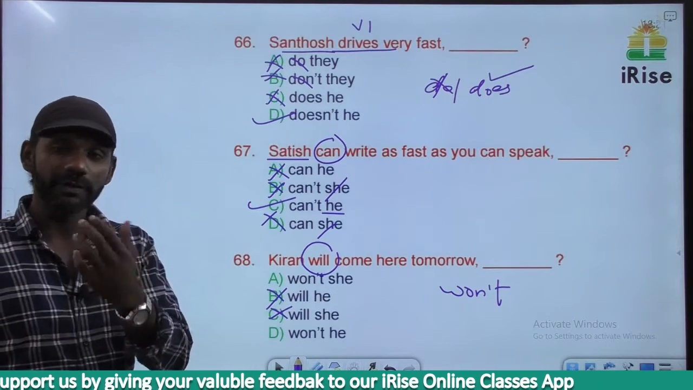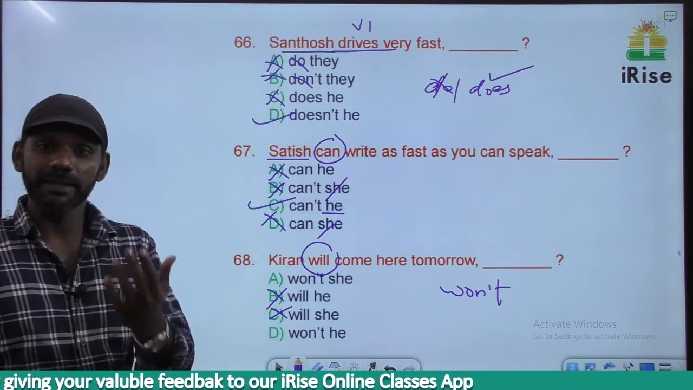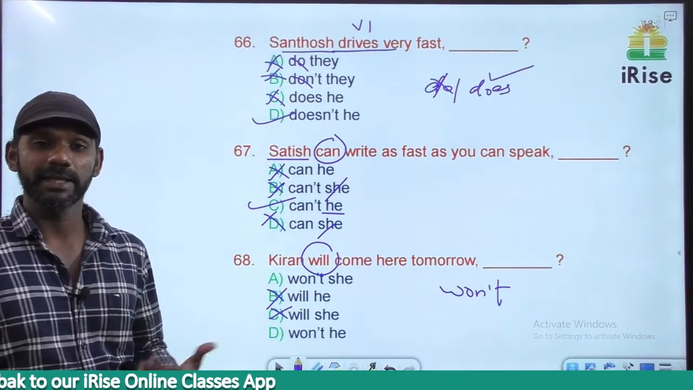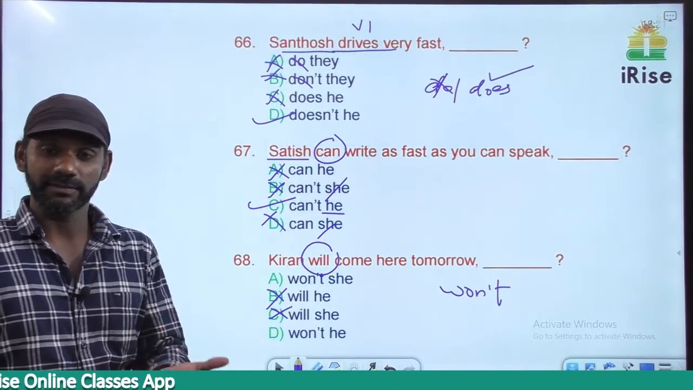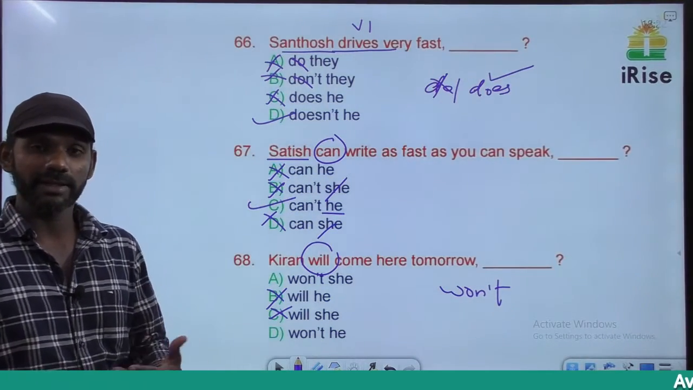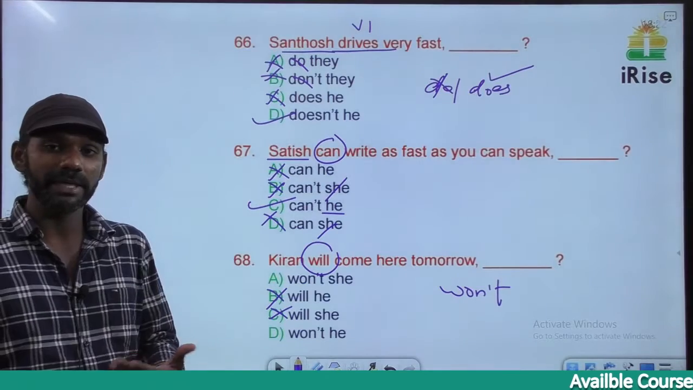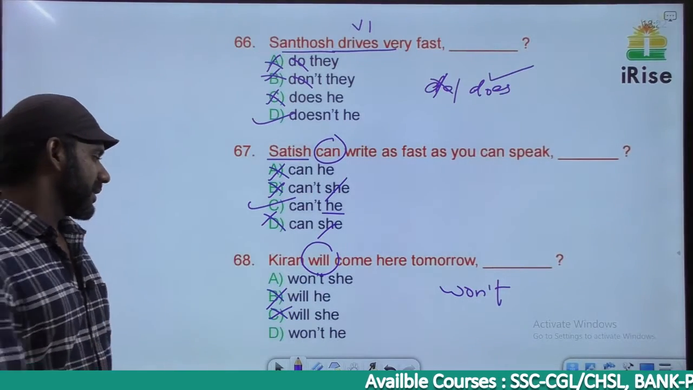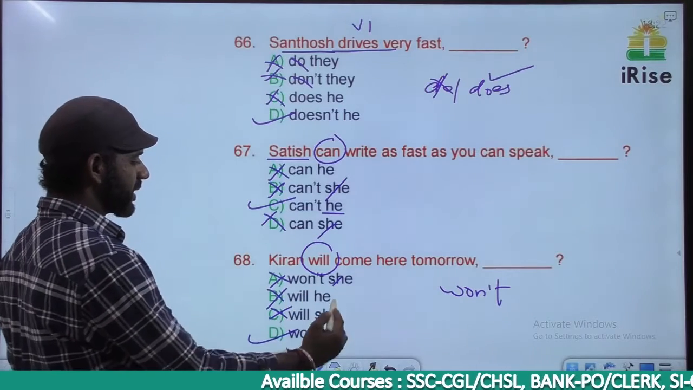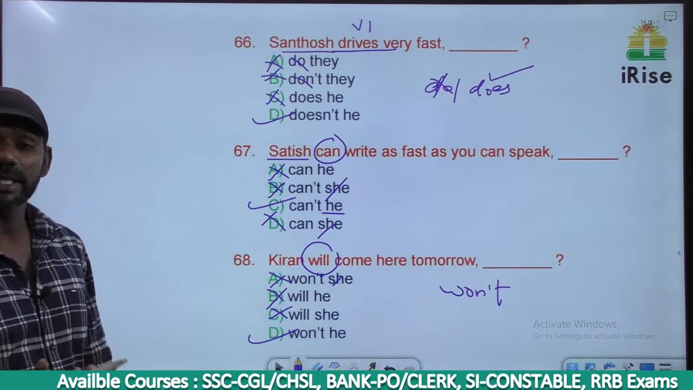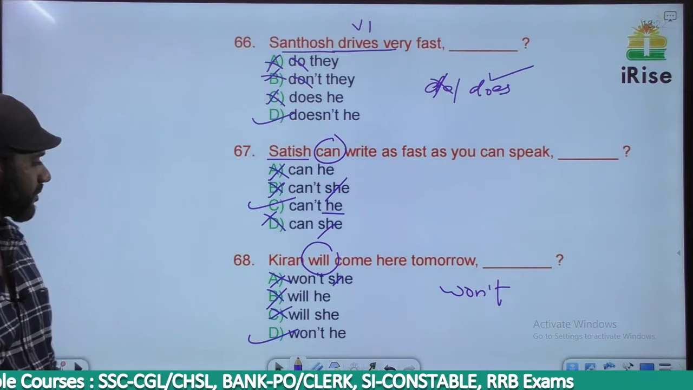A male or a female. For example, Kiran Bedi, right? Kiran Kumar, male. Kiran Bedi, female. The actress Kiran. So Kiran can be a male or a female, right? We'll take it as male for the time being. So A is eliminated. The answer must be D. Kiran will come here tomorrow, won't he? That means won't he come here tomorrow?